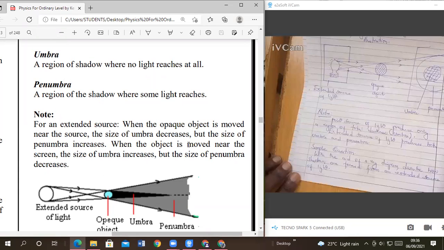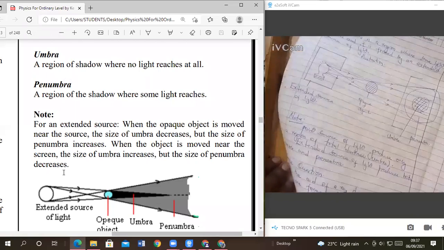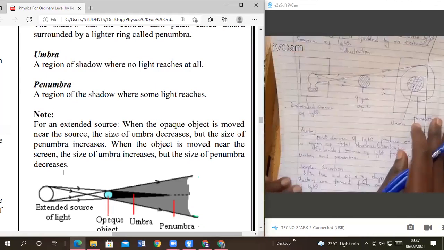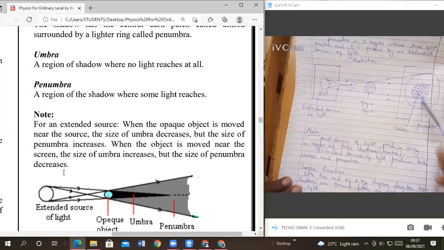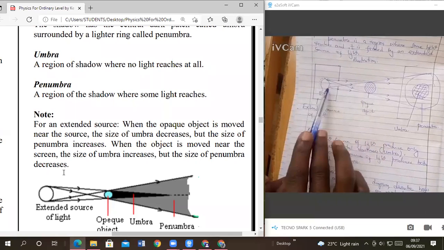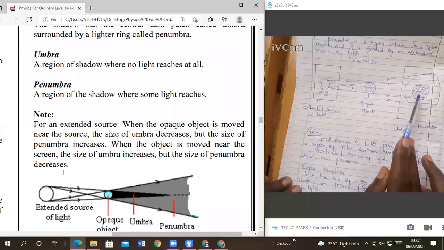When the object is moved near the screen or toward the screen, the size of the umbra increases, but the size of the penumbra decreases, just like that. So the size of the shadows formed, the size of the umbra, the region of total darkness, and the penumbra depends on the distance of the object from the source of light.